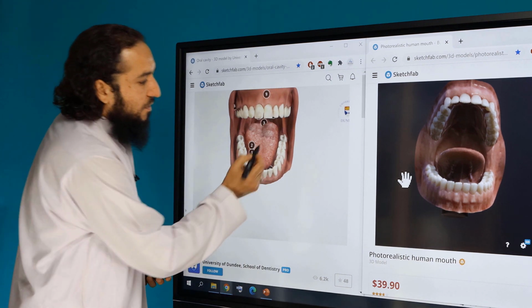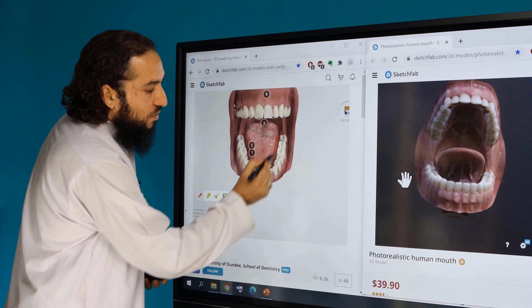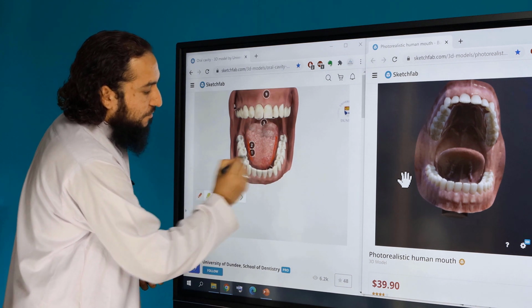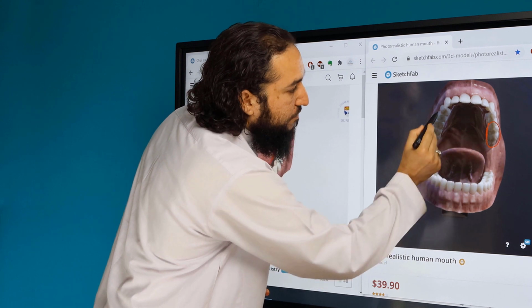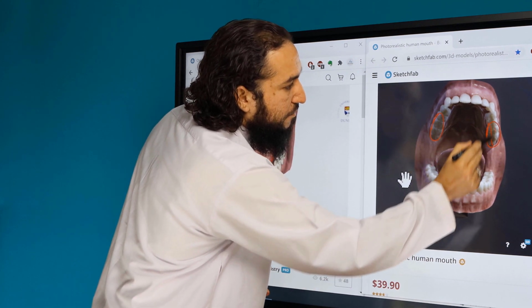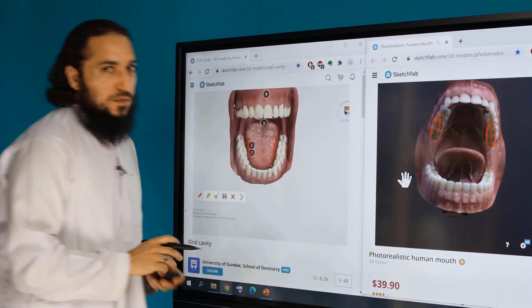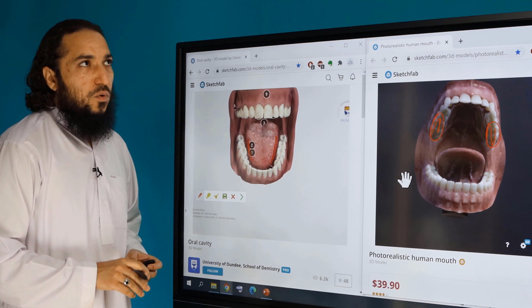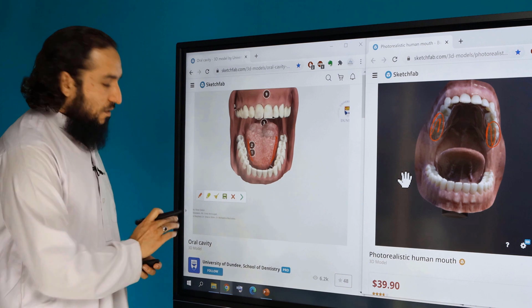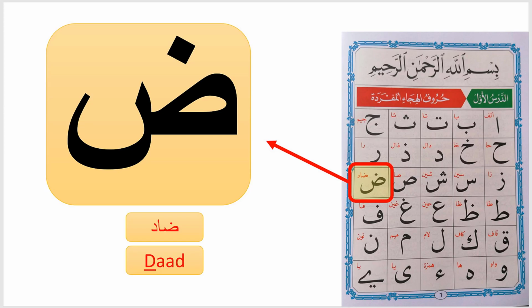So we have one or two sides of the tongue, and they are touching the top molars. So that's the articulation point for the letter Dad.